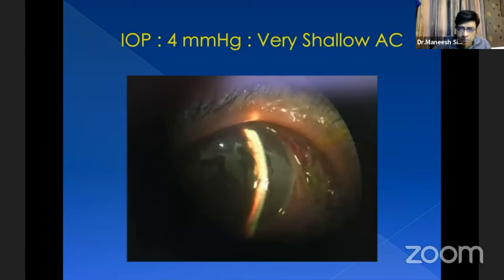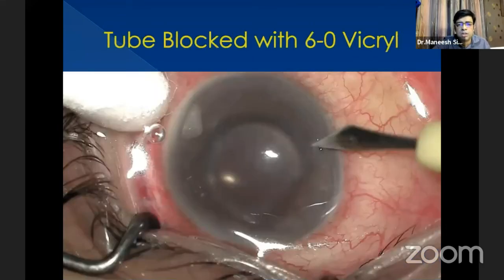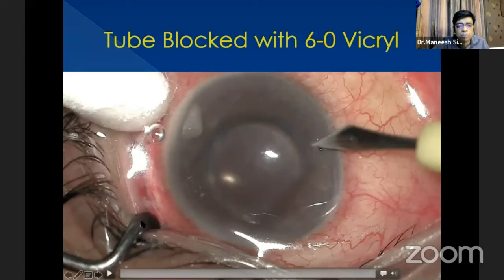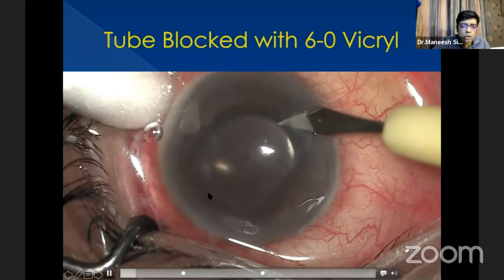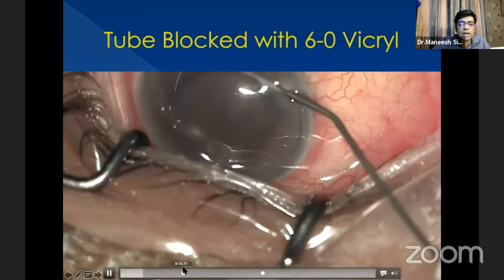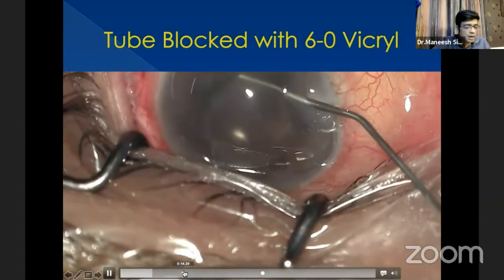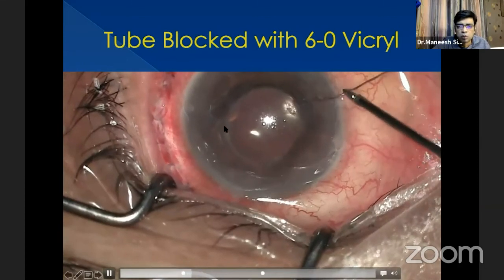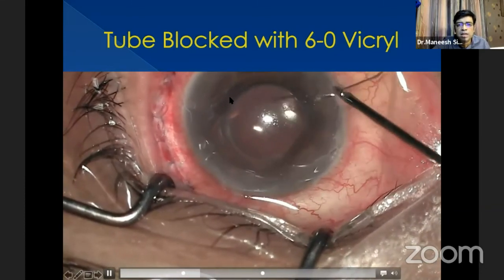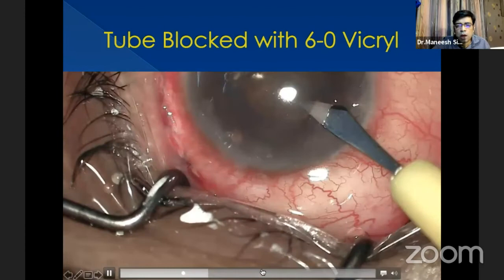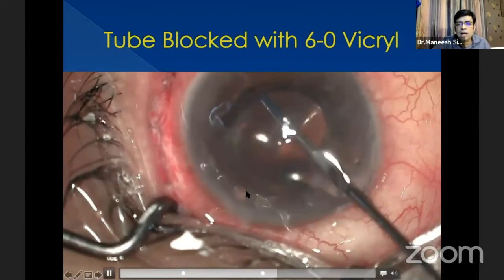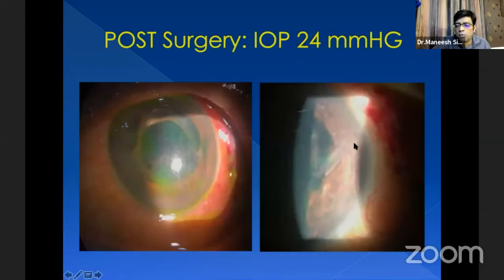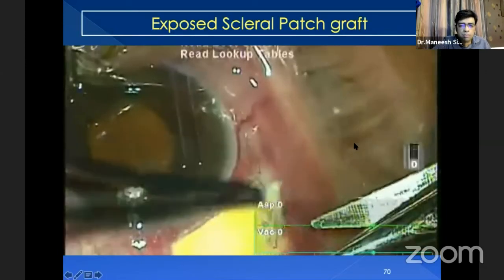This is another patient where we did a surgery, a one-eyed patient, pressure was 52. Post-operatively, there was a flat chamber with almost 4 millimeter pressure. In this case, we suspected a valve malfunction. There have been reports of valve malfunction. So we went ahead and blocked the tube using a 6-0 Vicryl suture. You can see we are introducing the 6-0 Vicryl, internally blocking the tube, and post-operatively the chamber was formed and the eye was restored.